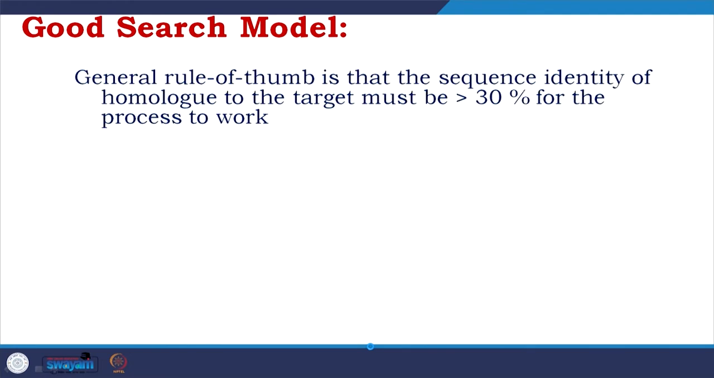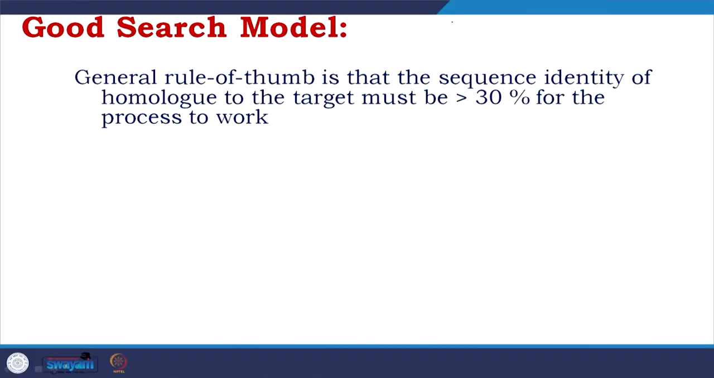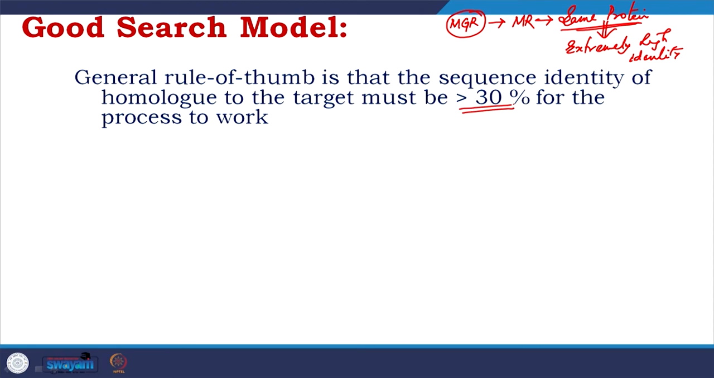So, a general rule of thumb is that the sequence identity of the homolog to the target must be greater than 30% for the process to work. See, that is the enormous growth of this field. When Michael Rossmann, MGR, developed MR, molecular replacement, it generally happened for the same protein. So, initially it needed extremely high identity, but from there now we could even solve a protein with 30% identity.